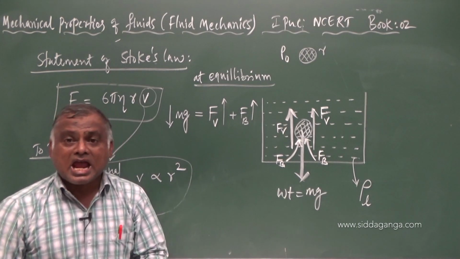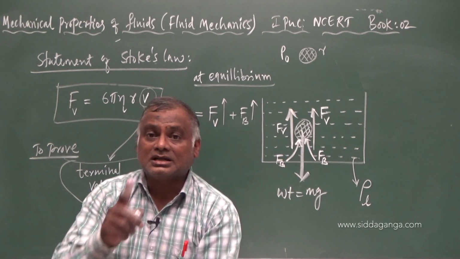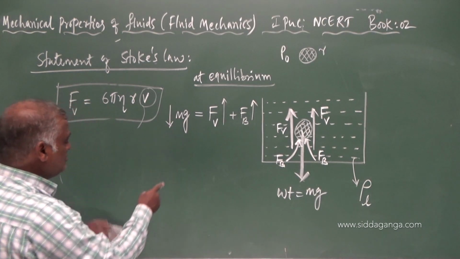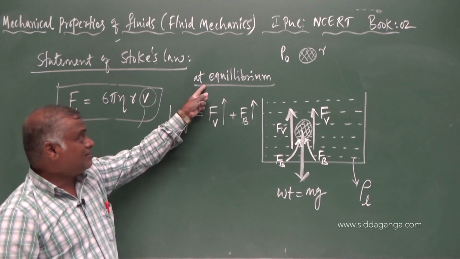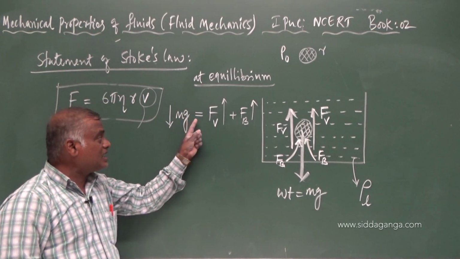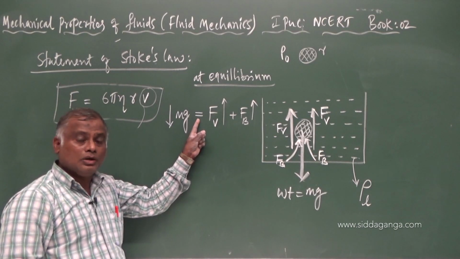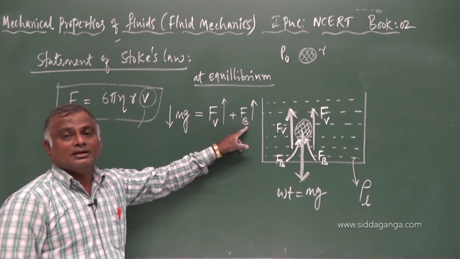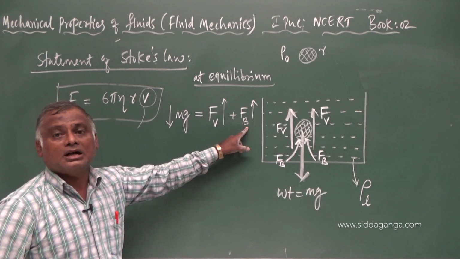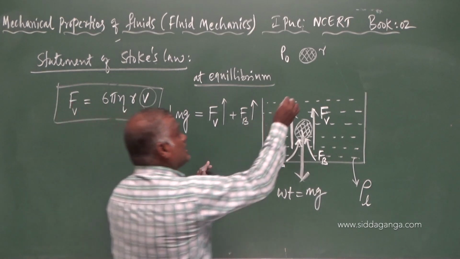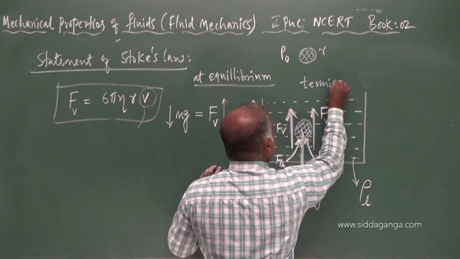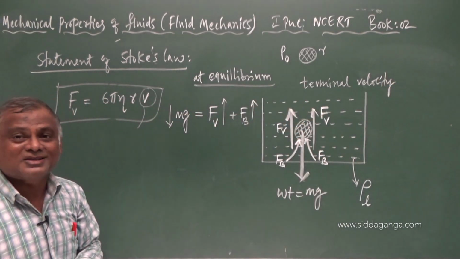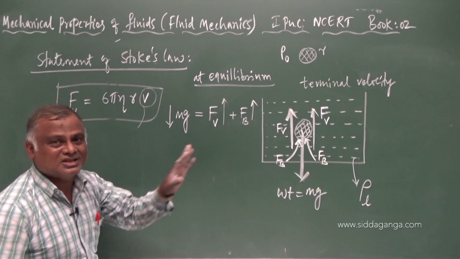And the object will attain a constant velocity, which is called the terminal velocity. At equilibrium, when the downward weight of the object is equal to the sum of the viscous force and the buoyant force, the constant velocity is called terminal velocity. Now I have to derive that terminal velocity, my dear students. If you understood this, it's well and good.